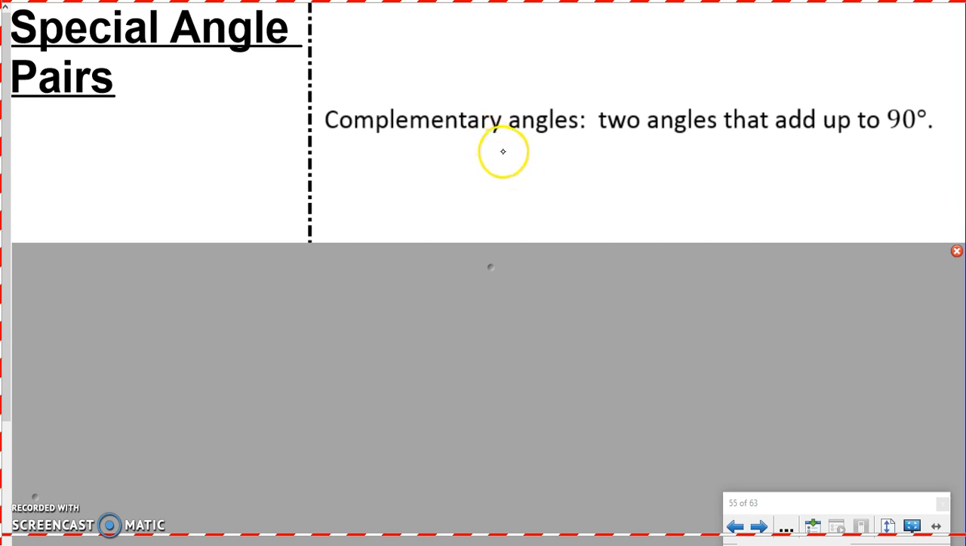So then if I were to draw an example here, let's say that's 30 degrees. And then we've got angle B, 60 degrees. Then we would be able to say that angle A and angle B are complementary angles because when you add them up, they equal 90 degrees. So they can be not touching each other. So it can be two angles that add up to 90 and they're not touching each other.